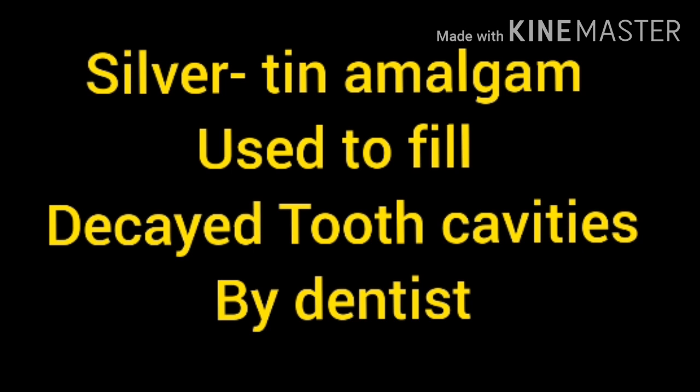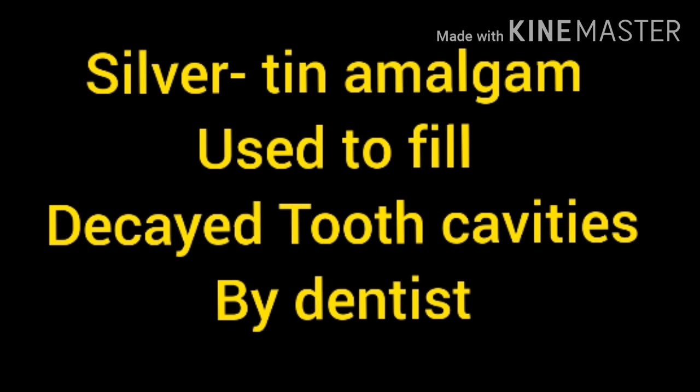It consists of silver and tin mixed with mercury. It's a liquid metal, we all know that. This combination of three metals makes the silver tin amalgam, and it is used in dental filling. We could see this at the dentist.